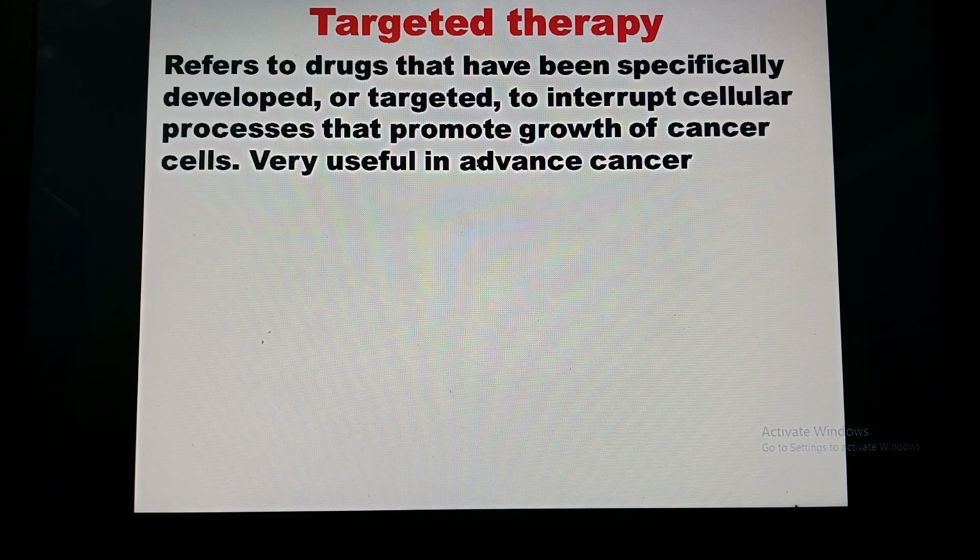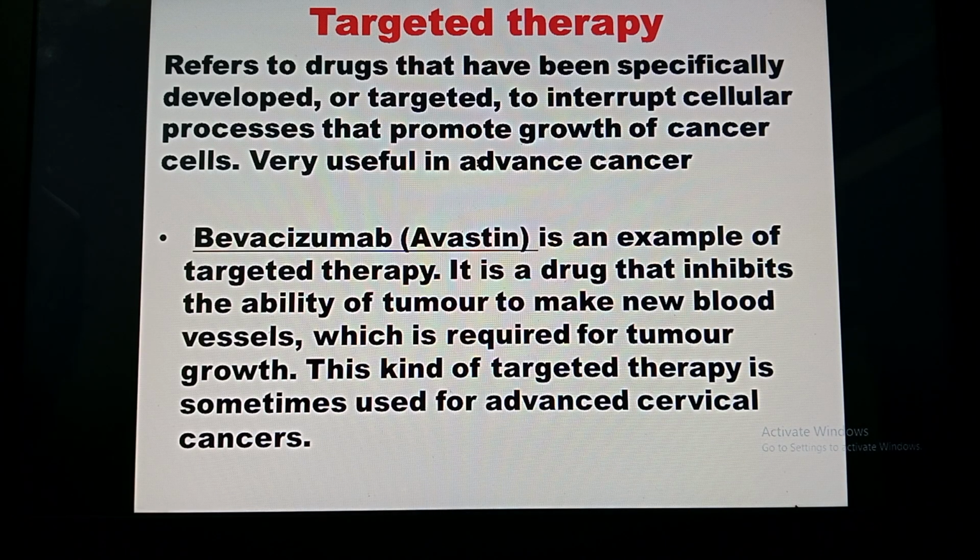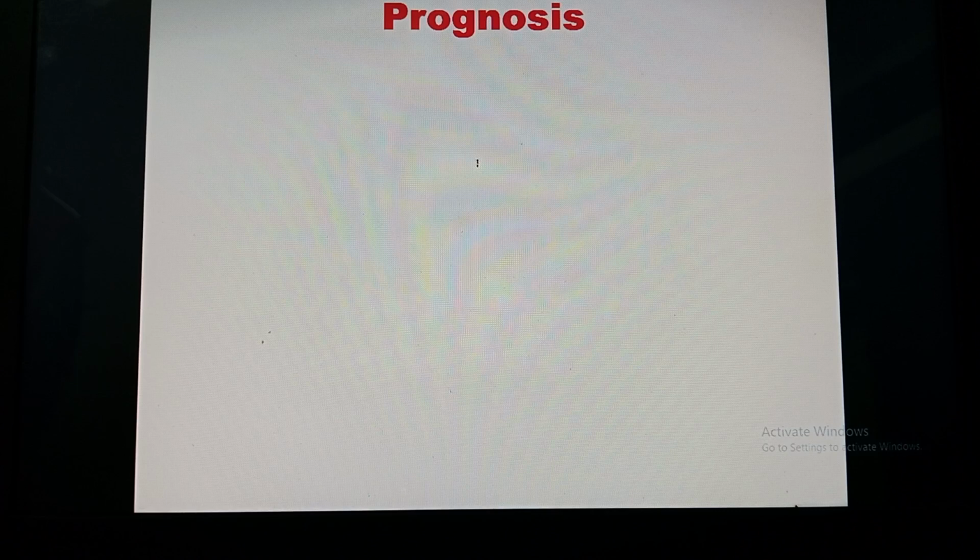Targeted therapy means specially prepared drugs used to interrupt the cellular process. In the initial stage itself, when the cancer cell is growing, they destroy the cancer cell. The cancer cells that are already there will remain, but the newly growing cancer cells are destroyed. There are several antibody-containing drugs, and one of them is Avastin, so you can read about that. The HPV vaccine also comes under this.